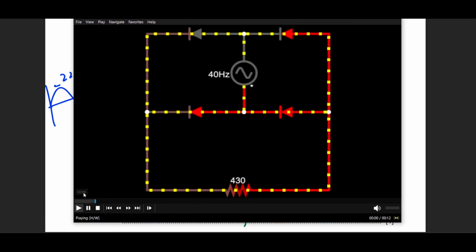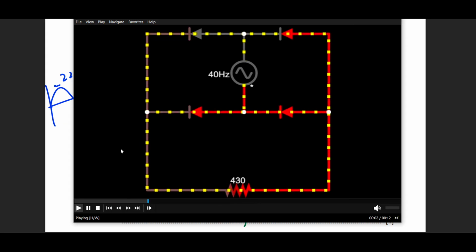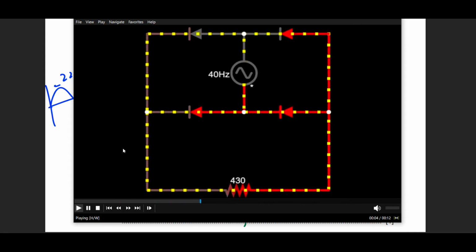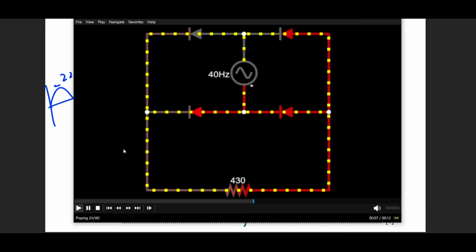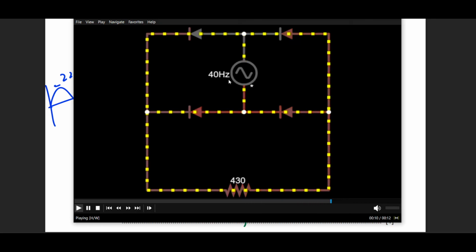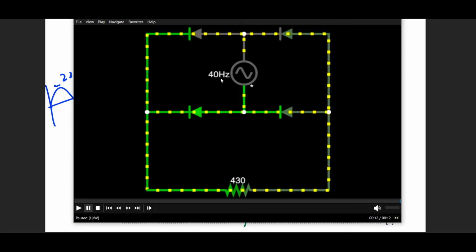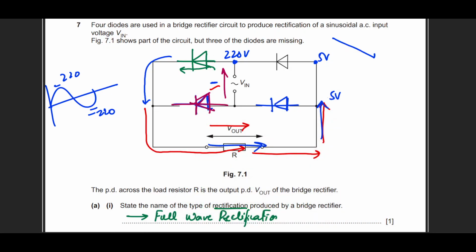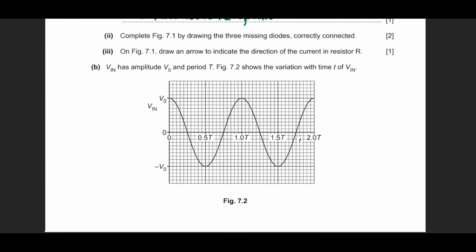Notice how the diodes are activating and deactivating at the same time. And notice how the current is always flowing in the same constant direction through the resistor. You can rewind this video as many times as you want to fully understand how the diodes are functioning. And you can also see the direction of current changing through the supply as well, because of the AC supply. Okay, so I hope that we understand this now. All right, we've done that successfully.